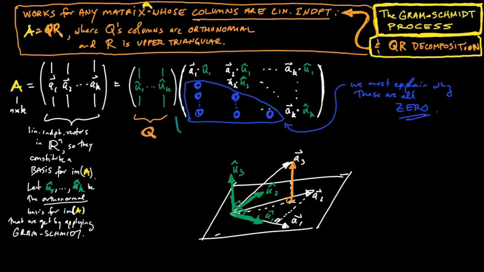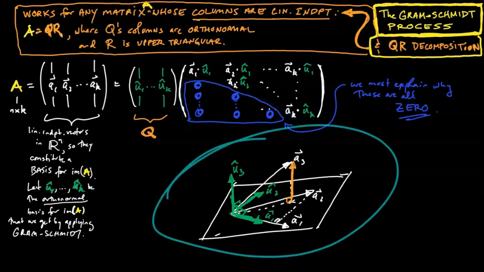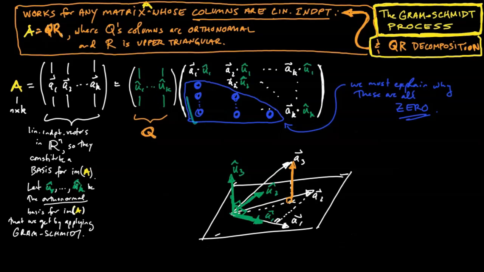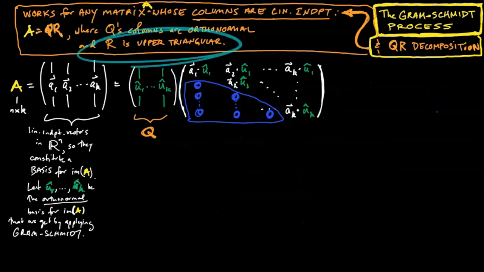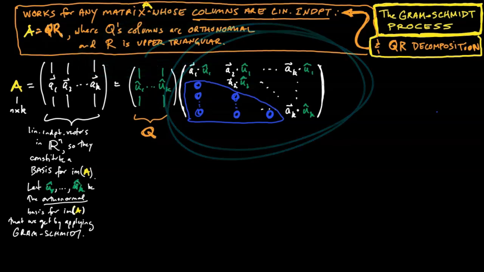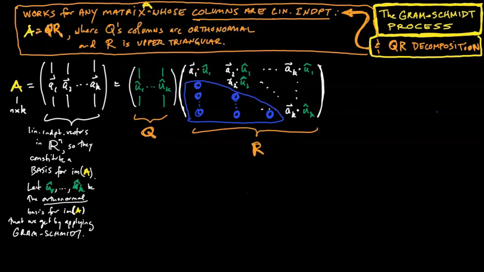Anything below the main diagonal on this right matrix is going to be the dot product of one of the U vectors with one of the A vectors that lies in the span of the earlier U vectors, which by the Gram-Schmidt process are all perpendicular to the U vector in question. So that's where all those zeros come from. I hope you can see intuitively what is going on here. And since all the entries below the main diagonal are zeros, this matrix on the right is indeed an upper triangular matrix. So we can go ahead and call that R. And we have done it.